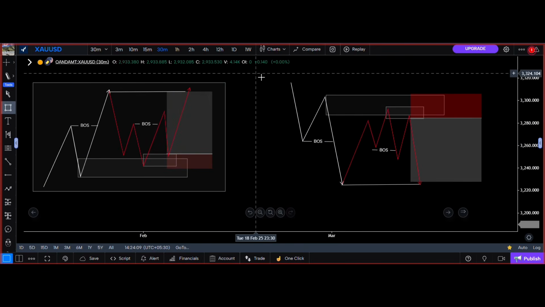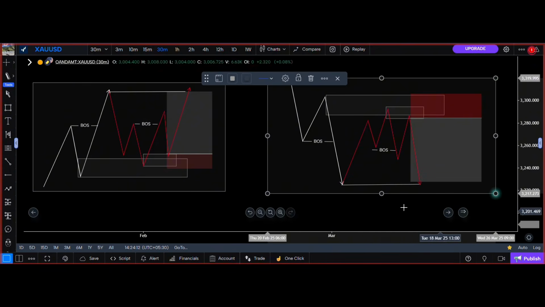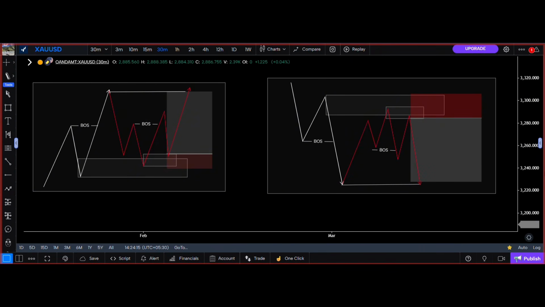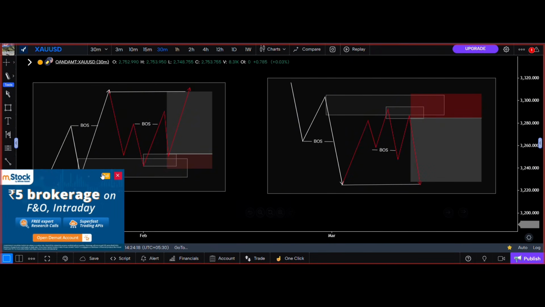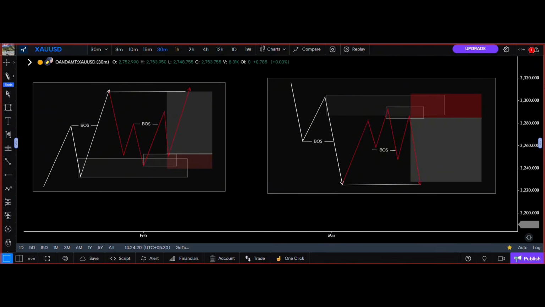This was entry model number 2. Take a screenshot, okay? Let me remove this. A quick recap of just entry model number 2. I just wanted to understand.